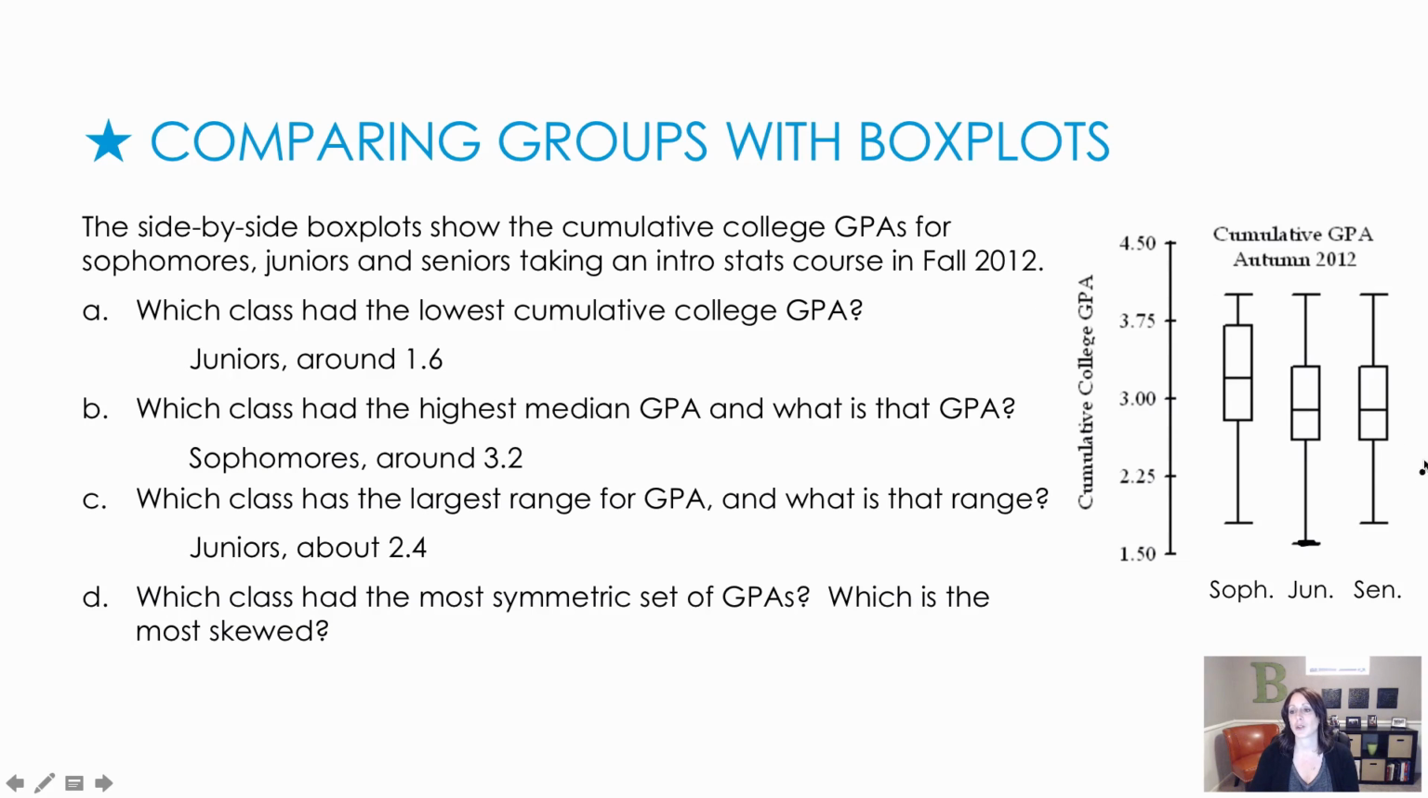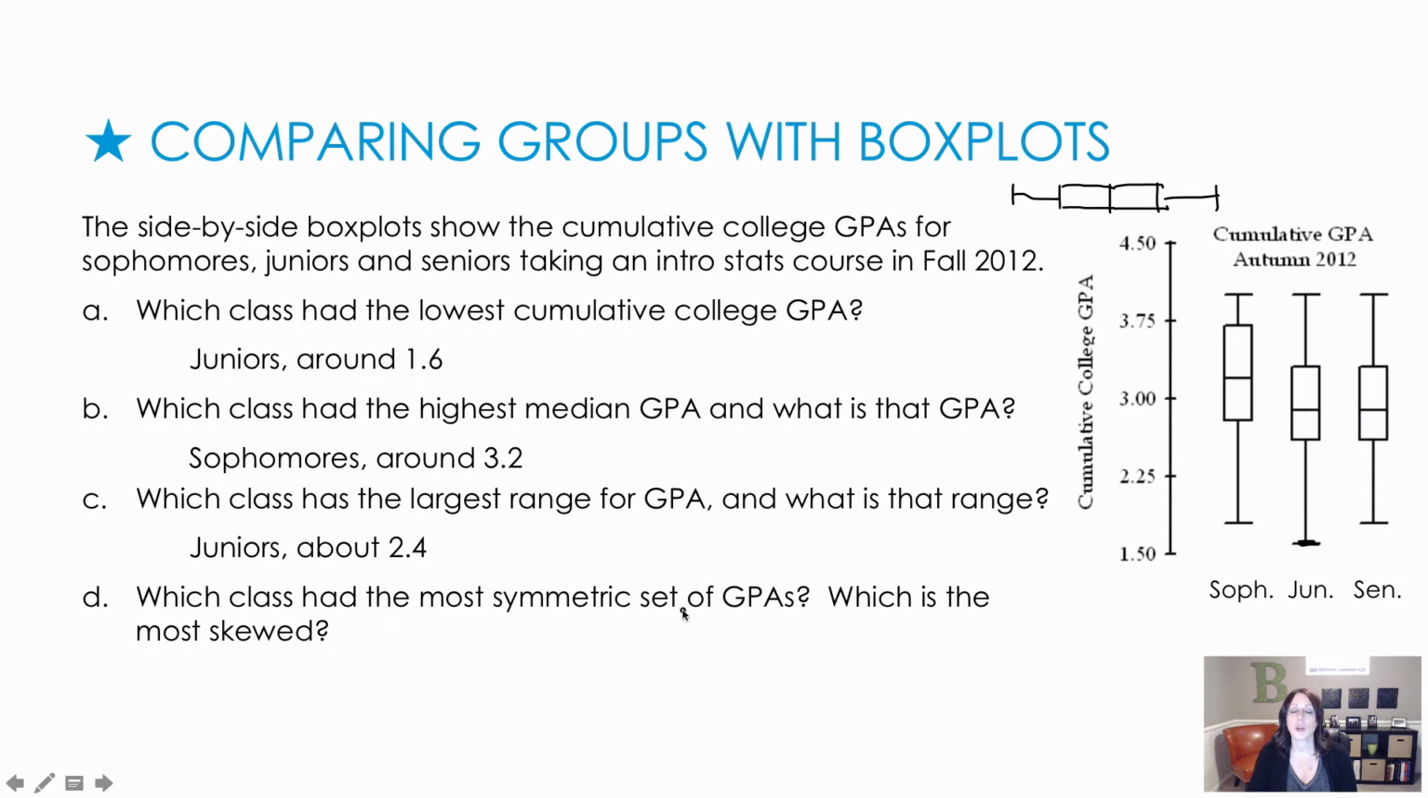When we're looking at symmetry, we're looking, does each side of the box appear to be about the same length? Do the whiskers appear to be about the same length? So if it's perfectly symmetrical, we would have, and I can't draw a straight line, so you'll just have to deal with it, really the same distance for both whiskers and each part. So the closest one to that in our distribution is seniors.